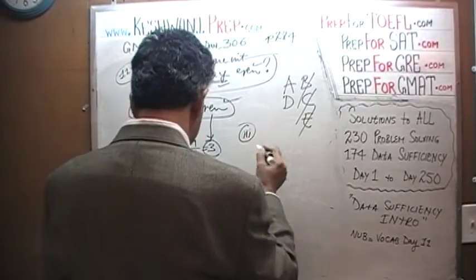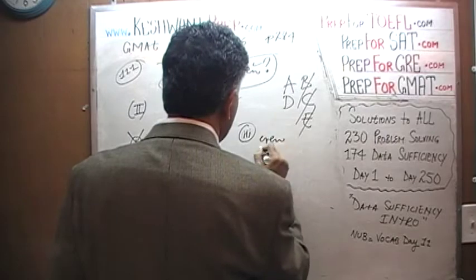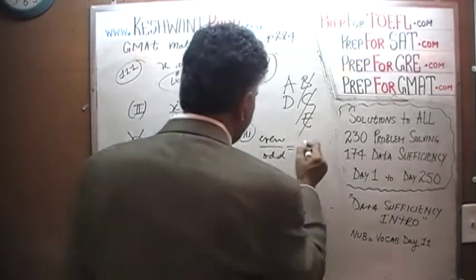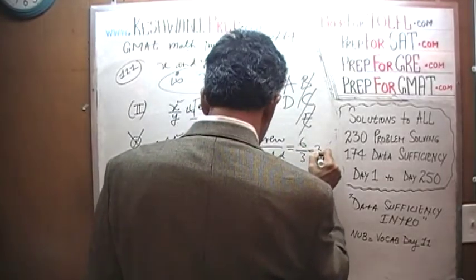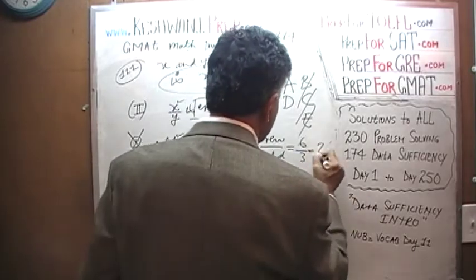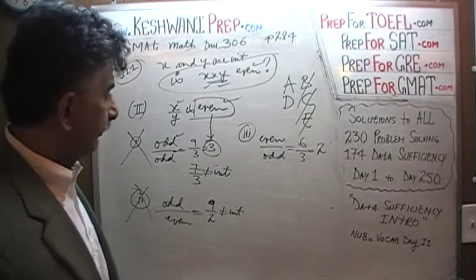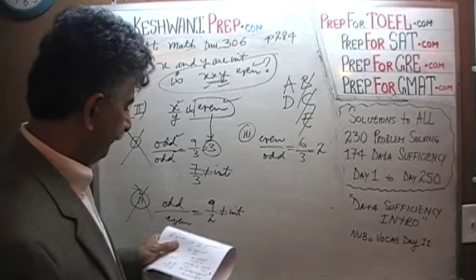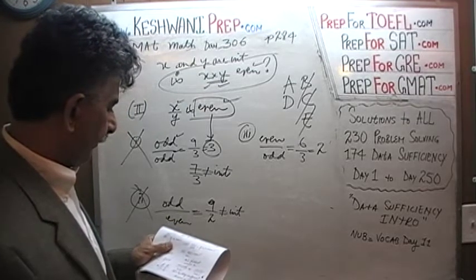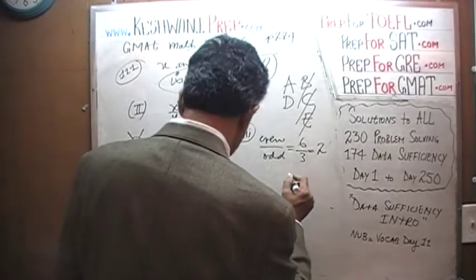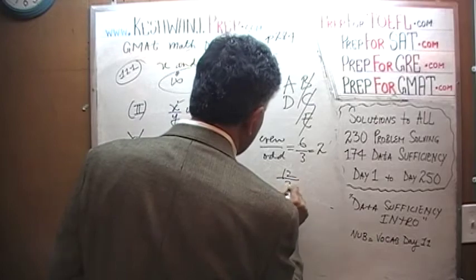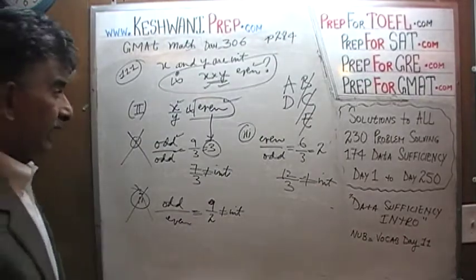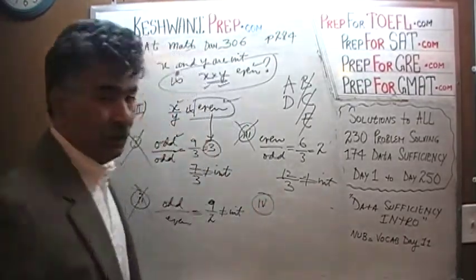The third scenario is that we have maybe even over odd. Let's find out, shall we? Even over odd, for example, 6 divided by 3 is, sorry, 2. Or it could be 12 divided by 5, in which case it's not even an integer. So that's not possible. The only possibility left is the last one.